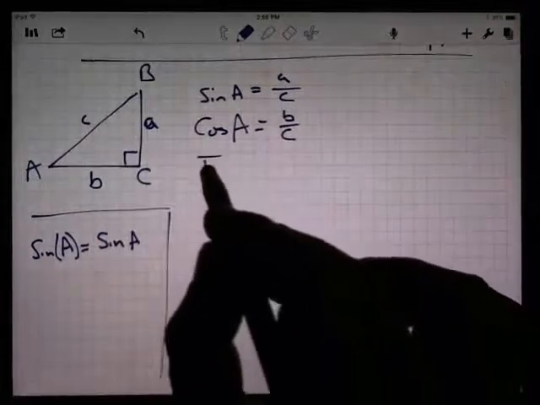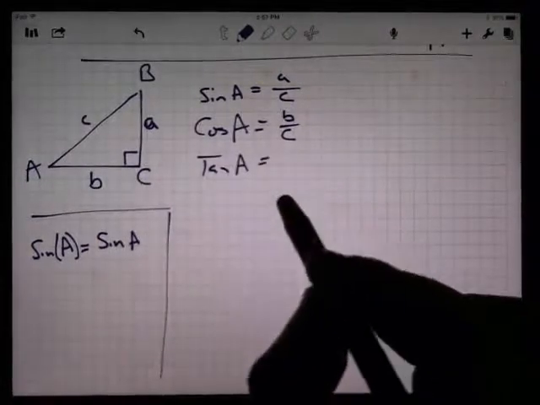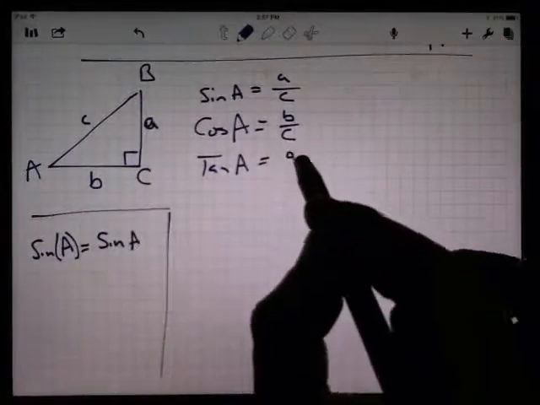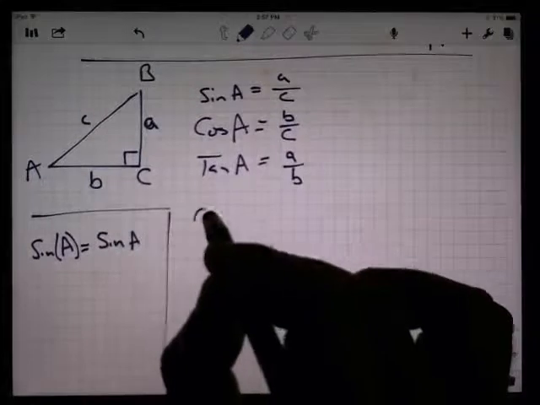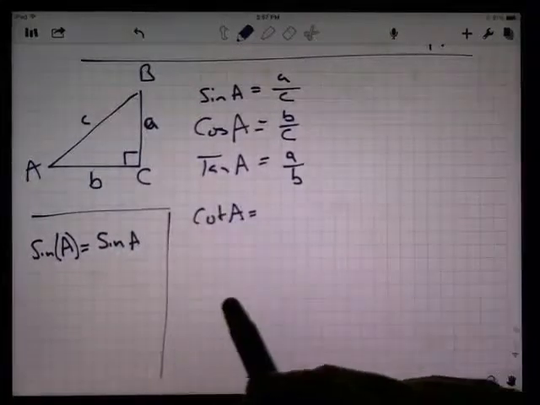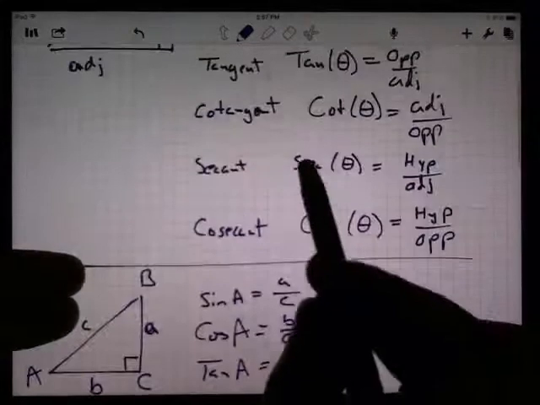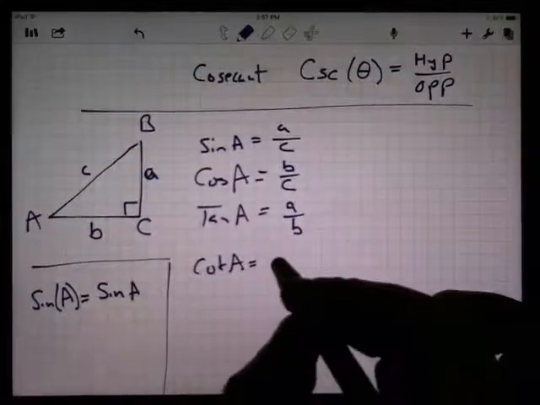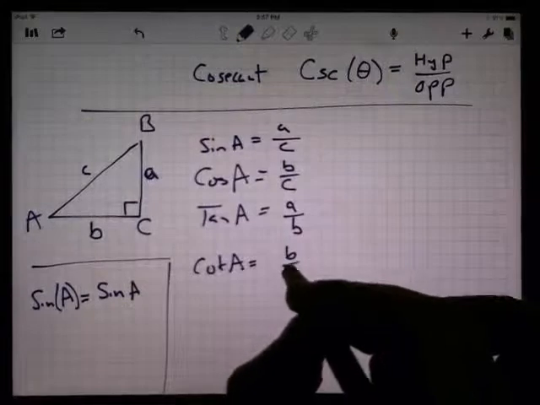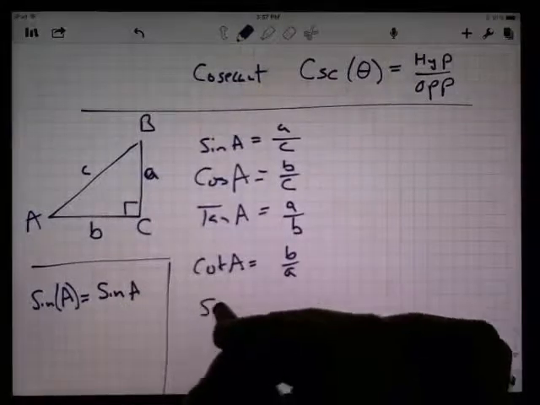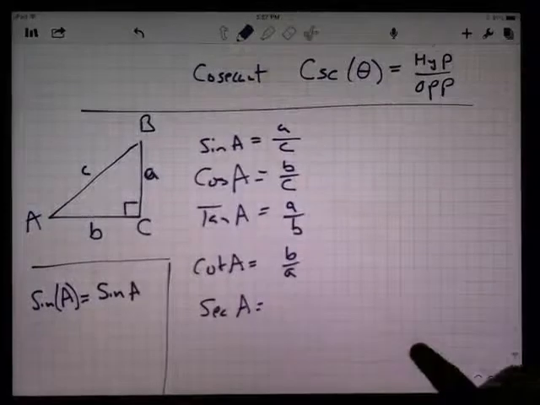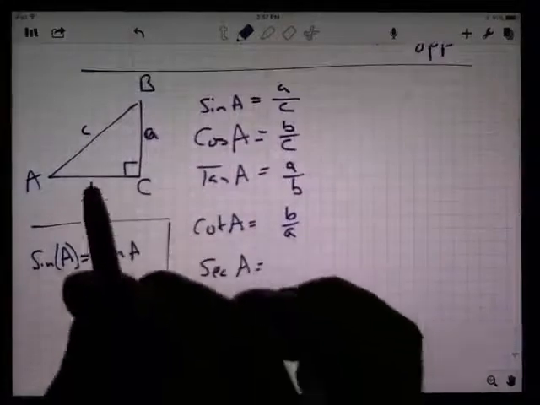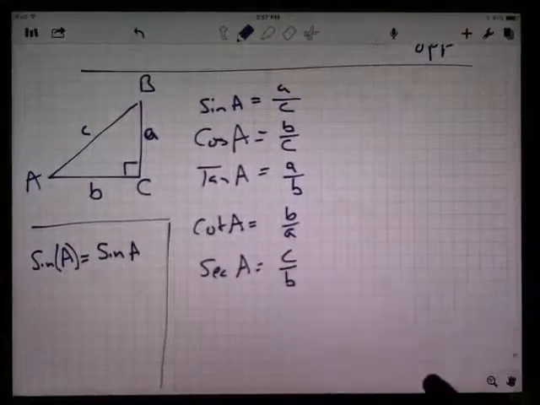What is the tangent of angle A? The tangent of angle A is the opposite divided by adjacent. So that's a divided by b. The cotangent of angle A, I'm thinking back up here, what was cotangent? Adjacent divided by opposite. So the adjacent side divided by the opposite, that's b divided by a. What's the secant of angle A? Secant was hypotenuse divided by adjacent, so c divided by b.